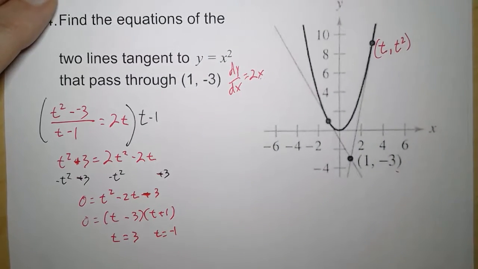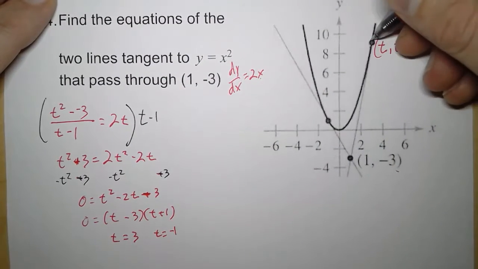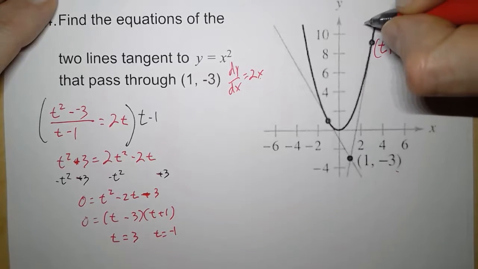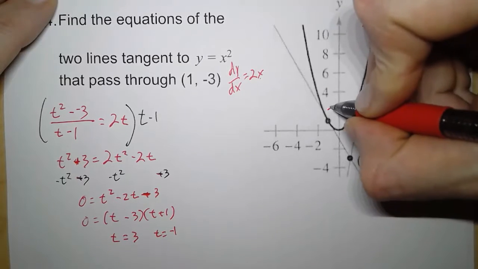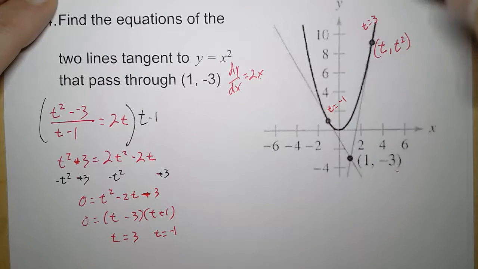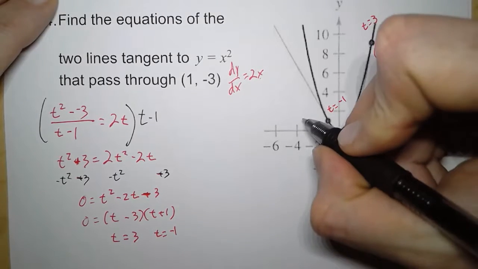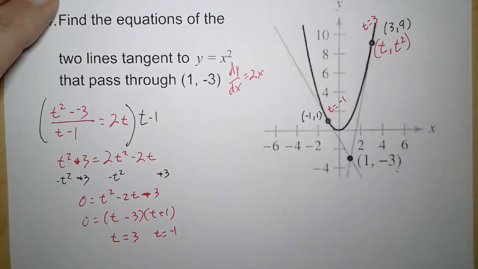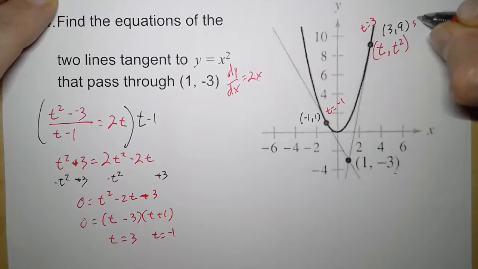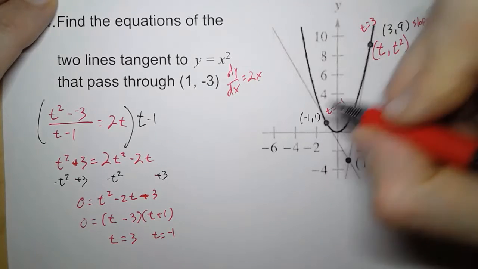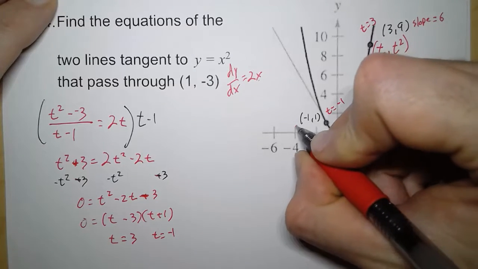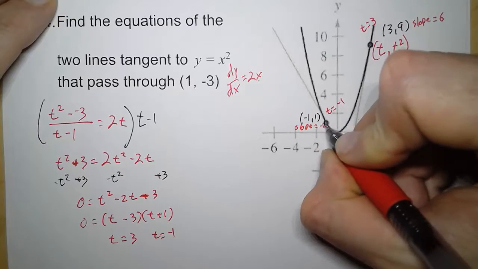Now that actually makes sense, because what that tells us is we have 2 different points where this works. Right here, t equals 3, and over here, t equals -1. And so this coordinate should be 3, 9, and this coordinate down here should be -1, 1. And over here, the slope is going to be twice the x value, so the slope is 6. And over here, the slope is twice the x value, so the slope is -2.